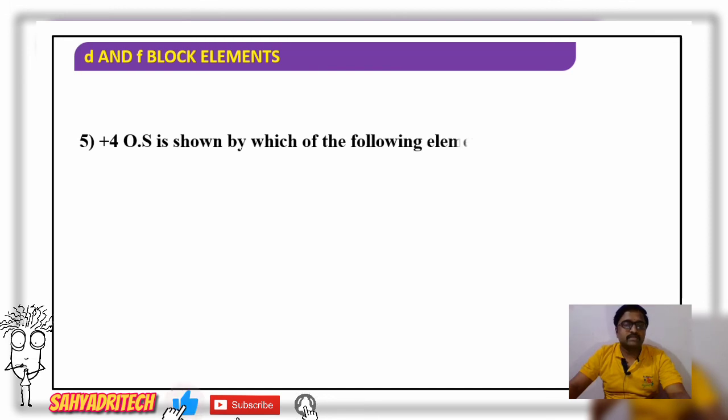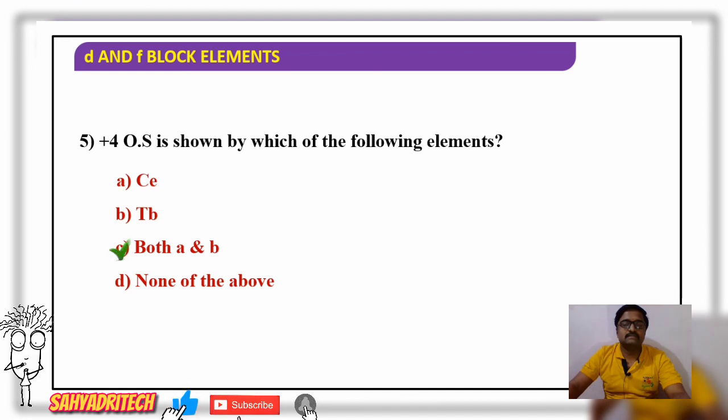+4 oxidation state is shown by which of the following elements? A, cerium, B, terbium, C, both A and B, D, none of the above. Answer C, both A and B. Cerium also shows +4 oxidation state, so that is going to get a 4f0 configuration. Terbium, by losing 4 electrons, also shows 4f7, that is exactly half filled configuration, right?